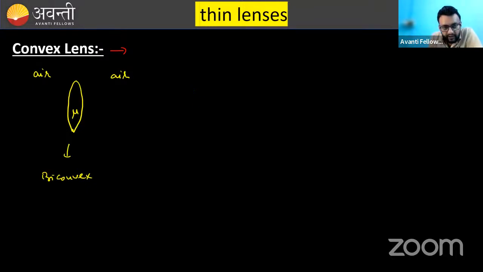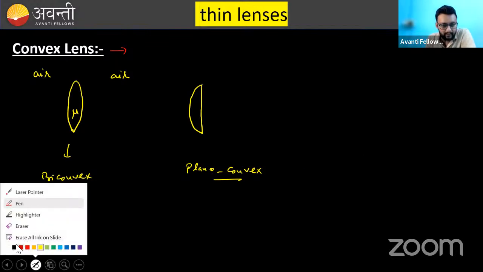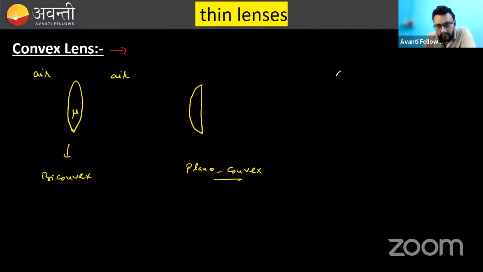Clear? Now, similarly, one more kind of lens can be formed. That is, one surface is plane and another surface is convex. This is generally known as plano-convex. Now, listen to me very carefully. One or two things I will describe here. Let's talk about this biconvex lens.